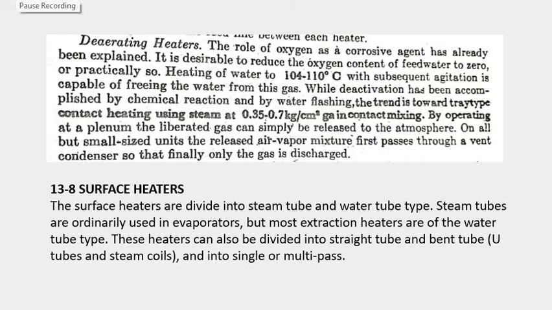Next would be the surface heaters. The surface heaters are divided into steam tube and water tube types. So it has two classifications. Steam tubes are ordinarily used in evaporators, but most extraction heaters are of the water tube type.